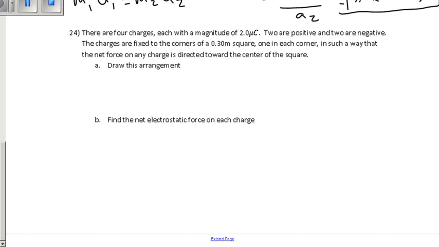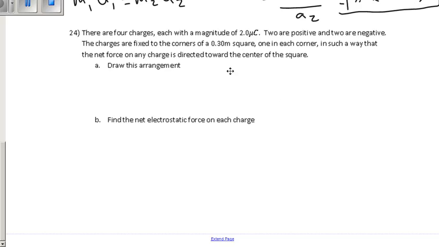This is question number 24 from Chapter 18. We are seeing that there are four charges, each with a magnitude of 2 microcoulombs. Two are positive and two are negative. They're fixed at the corner of a 0.3 meter square, one in each corner, so that the net force on any charge is directed toward the center of the square. So we're supposed to draw this arrangement.